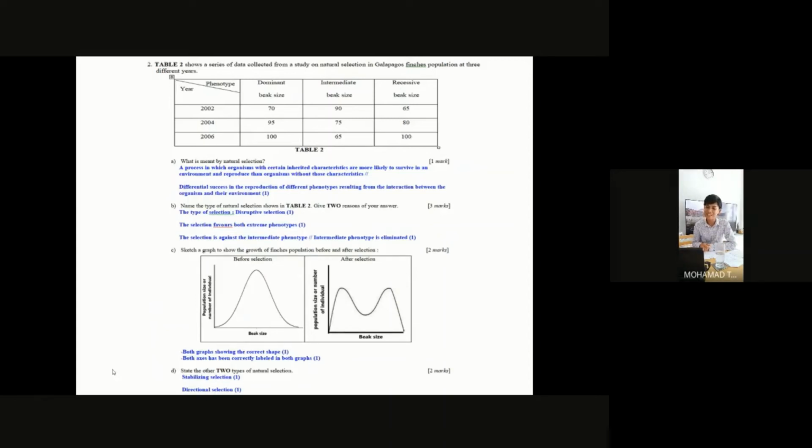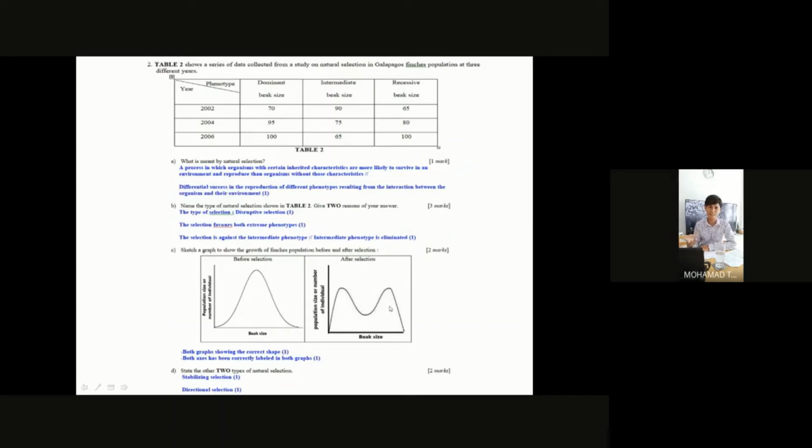Let's have a look at question C. Sketch a graph to show the growth of the finches population before and after selection. Again, just by looking at your numbers, you know that before selection happened, the graph is a bell-shaped graph, or normal distribution curve. After selection, in 2006, individuals with both extreme phenotypes increase, but individuals with the intermediate phenotype decrease, compared to the original. So this is the shape of the graph.